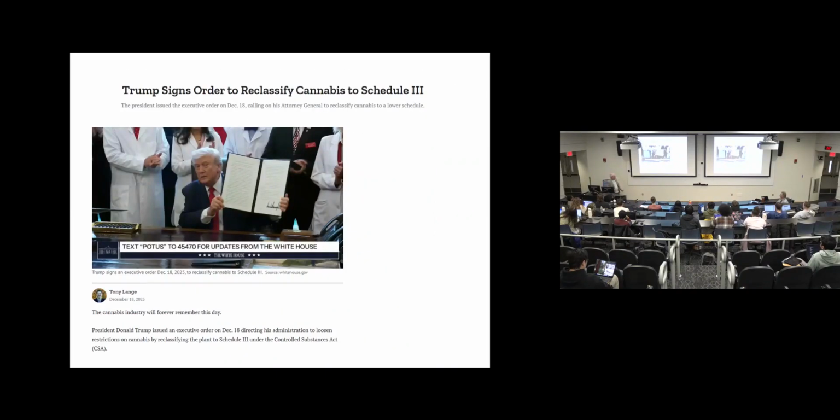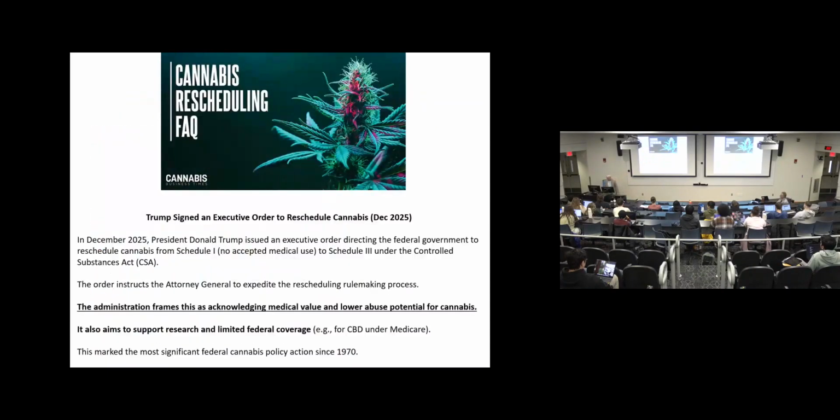So Trump signed this executive order towards the end of last year, and a lot of people are very excited and happy about it, and I will be when it finally actually happens. Now, these things take a while. Basically, that executive order tells the Attorney General to expedite the rescheduling, and it frames this as acknowledging medical value and low abuse potential.